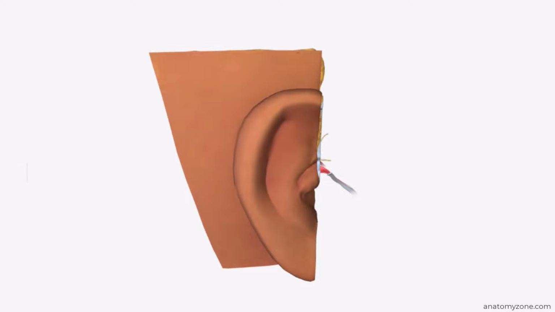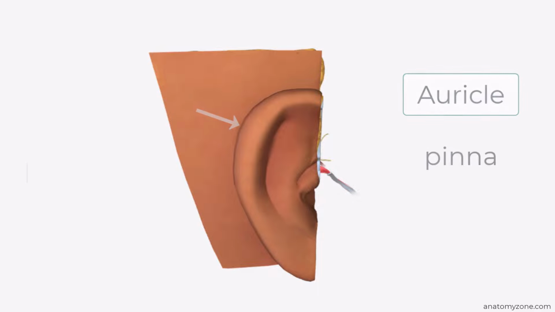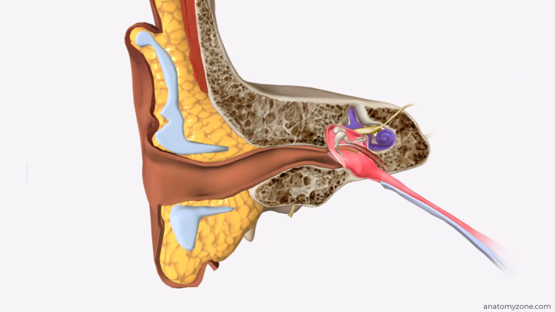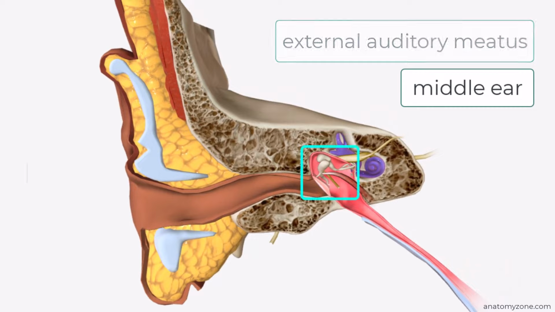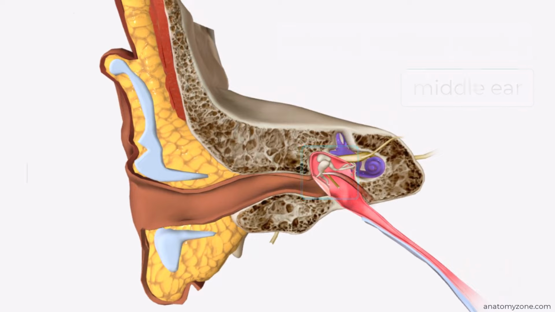So the external ear consists of two parts. The outer part, the auricle, also known as the pinna, projects from the side of the head. And then we have the external auditory meatus, or external acoustic canal, which leads to the middle ear. So let's take a look at the auricle first.